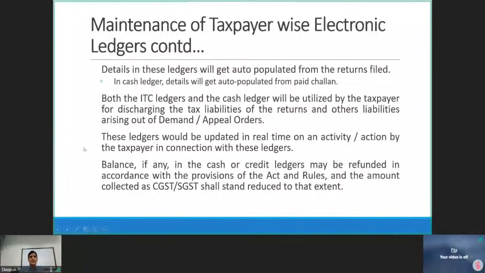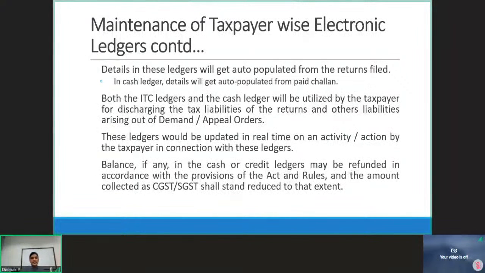Details in these ledgers get auto-populated from the return file. Which ones? The electronic liability register and the electronic credit ledger get auto-populated from the returns file, but the electronic cash ledger doesn't get auto-populated, because the electronic cash ledger depends on how much amount you make the payment for. Once you make the payment, the electronic cash ledger gets credited to that extent.